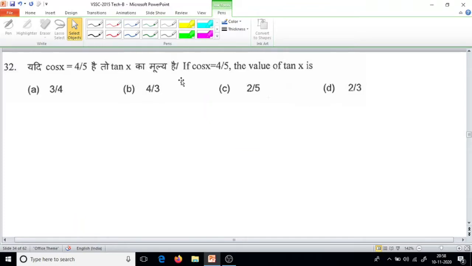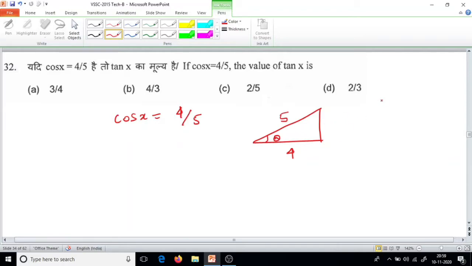Question number 32: if cos x equals 4 by 5, what is the value of tan x? If you draw a right angle triangle, cos x equals 4 by 5, and this is our theta. What is cos x? Adjacent side divided by hypotenuse, that is 5. If this side is 4 and the hypotenuse is 5, what will be the other side?